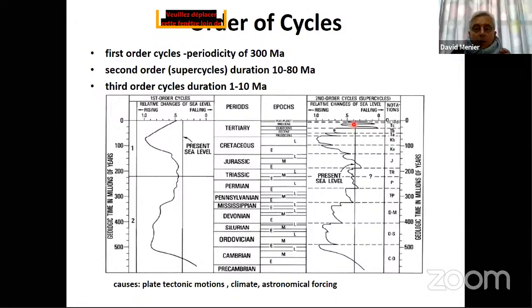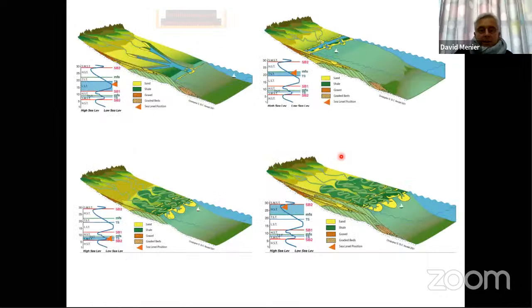So the more you go for details in your basin, you can, of course, see some fluctuations that also affected the distributions of my sedimentary deposit. And at these different scales, when you are talking about causes, it can be plate tectonic motions, climate variations, or astronomical forcing, explaining this type of frequencies that we can observe in our depositional system during the Paleozoic to Cenozoic period.